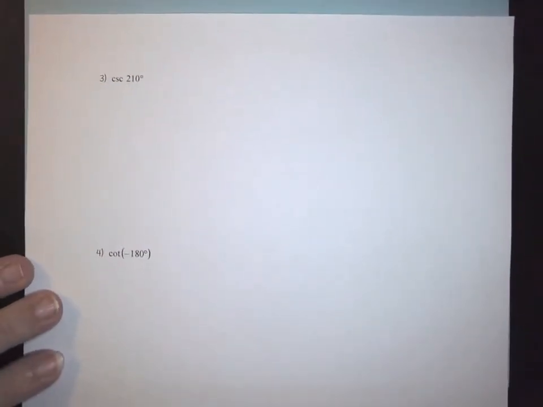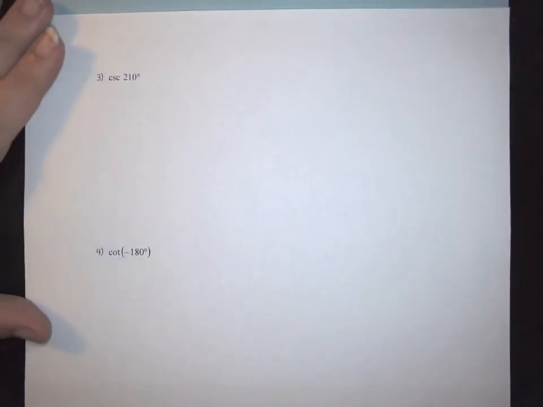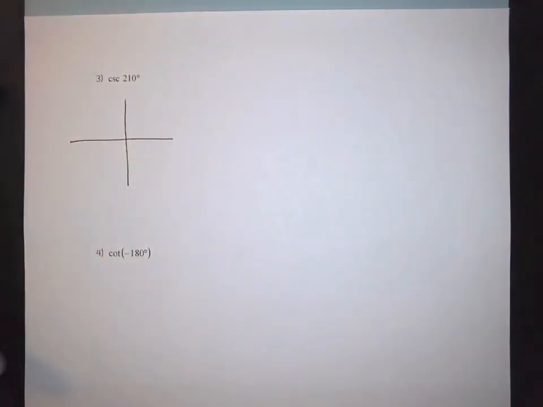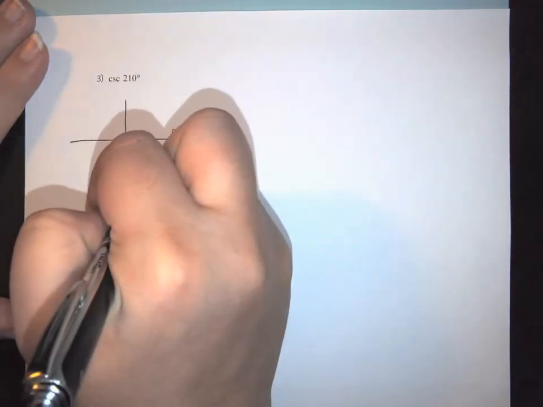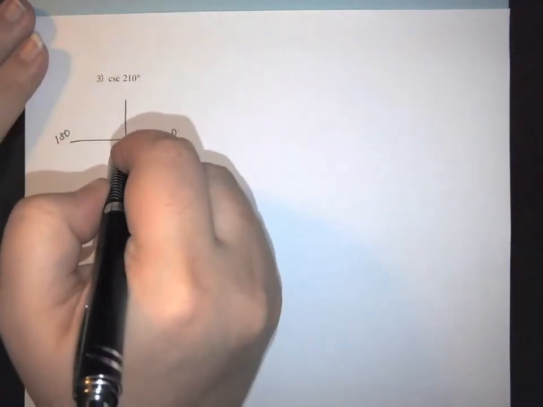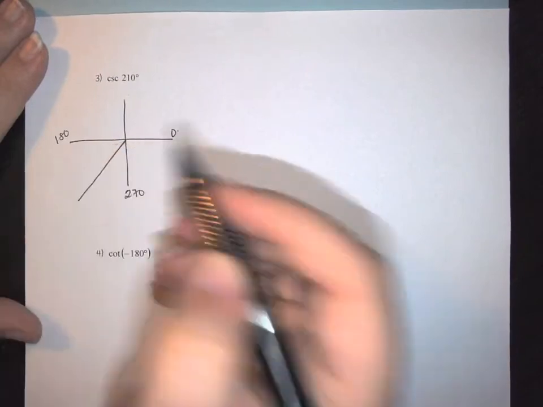Alright, let's look at another example here. So here we have cosecant of 210. So just like with the others, we need to start by drawing our coordinate plane because we need to figure out where 210 is. So if we remember, we start over here at 0 and it goes 0, 90, 180, 270. So since this down here is 270 and this right here is 180, it means 210 is going to fall somewhere right in here.